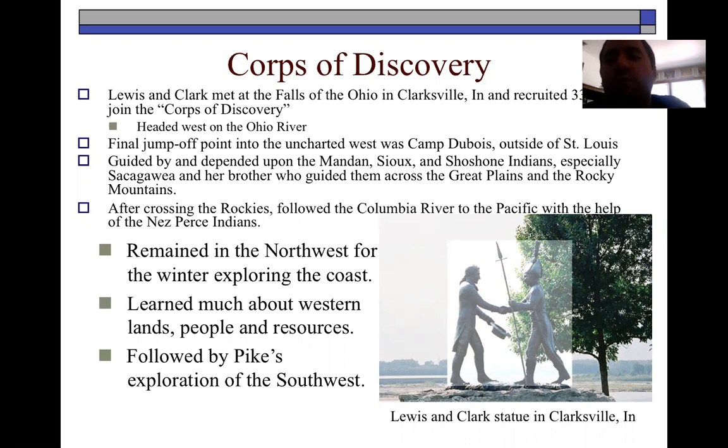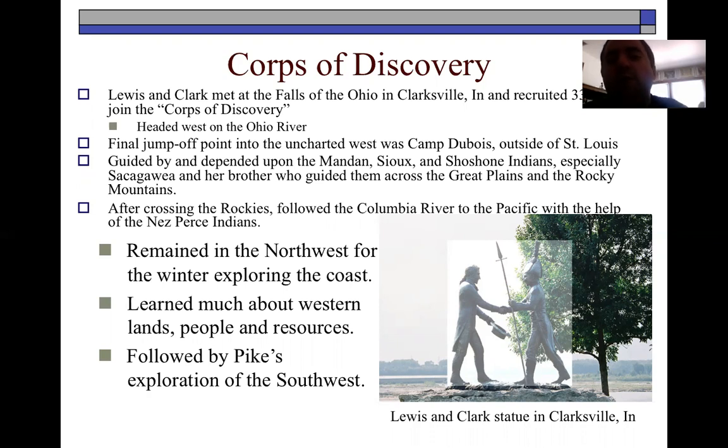Because for the explorers, this is new. For Sacagawea, her brother, other natives there, this is not. This is land that has been occupied by them for many years. They've seen the pros, they've seen the cons of the resources of this territory.